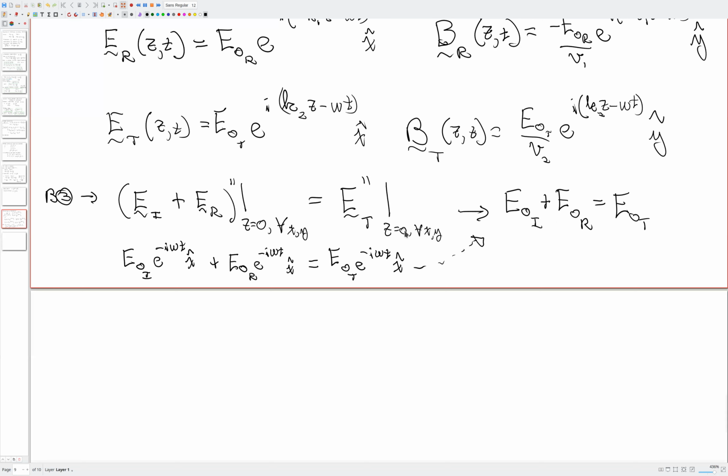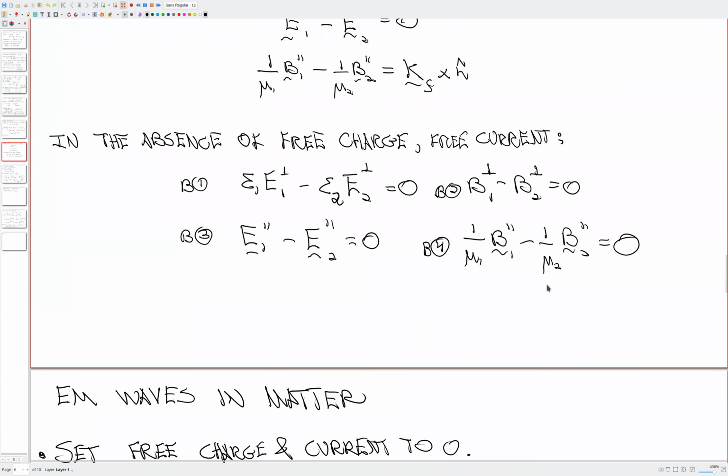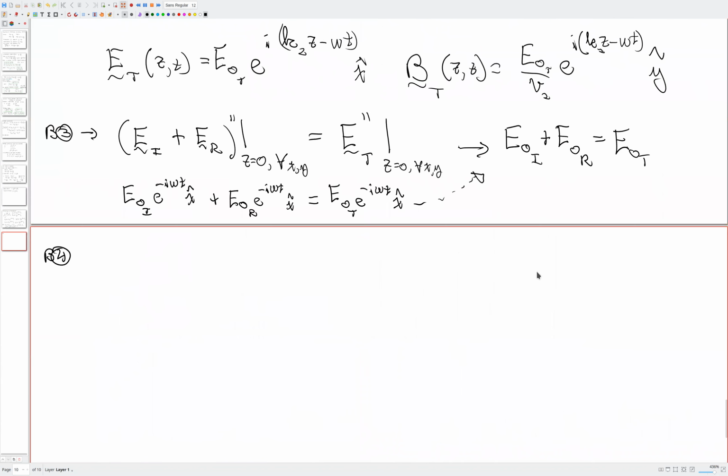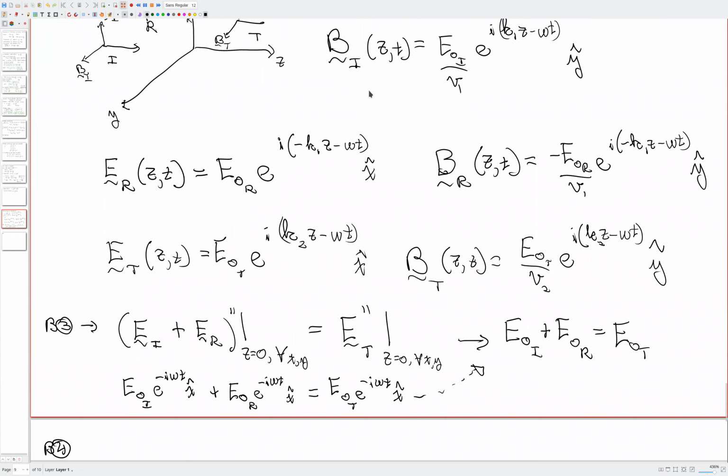Okay, so that's B3, and now B4. Let me remind you, it's 1 over mu1 B parallel 1 minus 1 over mu2 B parallel 2 is equal to 0, right? So this one here. Okay, so now I will just use the same logic here. So what do we get? We've got 1 over mu1 B1, but B1 is really the B incident plus B reflected. So it's got these two things here with that parameterization.